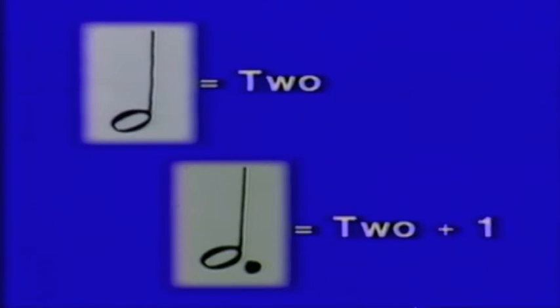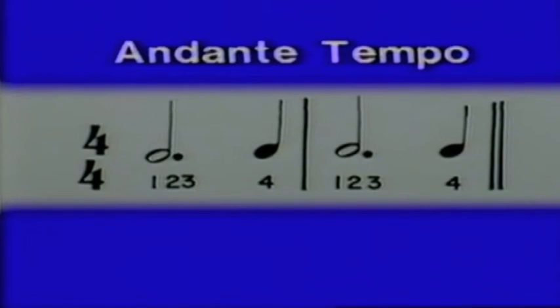In a dotted half note, the half note gets 2 beats, and the dot gets 1, or half of 2. 2 plus 1 equals 3. The dotted half note receives 3 counts. 1, 2, 3, 4. 1, 2, 3, 4. 1, 2, 3, 4. A dotted eighth note receives 3/4 of a beat, half for the eighth note, a quarter for the dot.